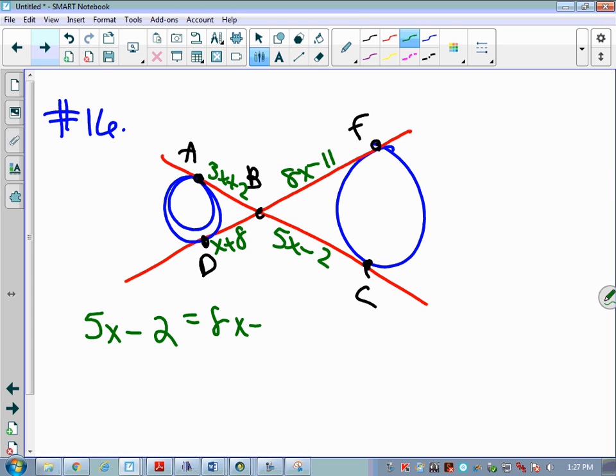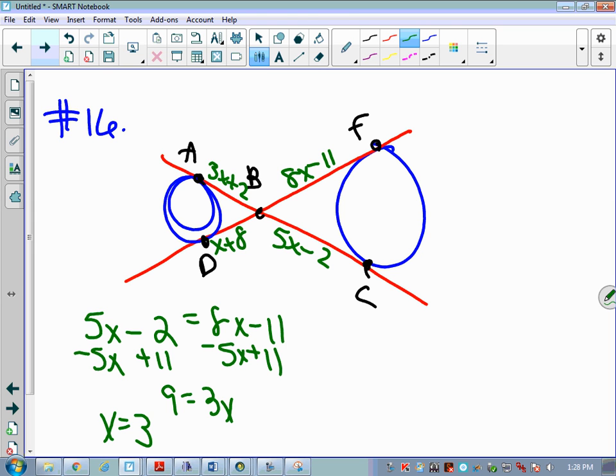We also could have done 3x plus 2 equals x plus 8, right? Because the rule here is that two tangent lines to the same circle that meet at an external point, those segments are congruent to each other. So from here we can solve for x. You can subtract 5x. You can add 11 to either side. So we're going to get 9 equals 3x. What does x equal?